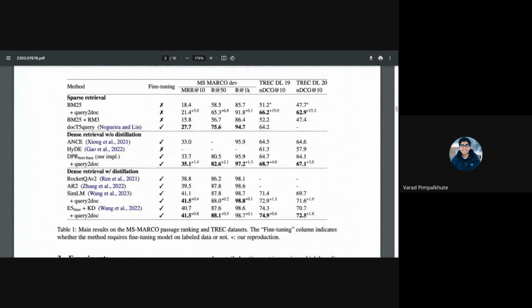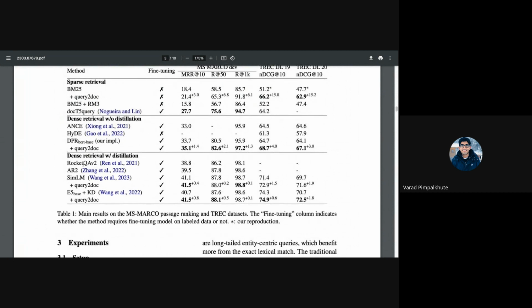And they show the results on a couple of benchmarks. The results are benchmarked against MS MARCO, FSET and TREC DL, which are pretty standard in information retrieval literature. So they have BM25, and when they use query to doc on top of BM25, they see very nice improvements. For TREC DL, it's as big as a 15% jump. And they also see similar jumps in DPR, although the gains are somewhat marginal as compared to the lexical systems.